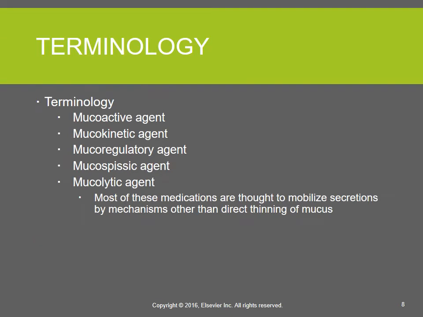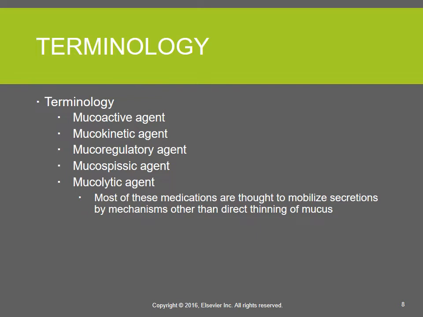So let's talk about some terminology. Let's define some of these terms. A mucoactive agent is any medication or drug that has an effect on mucus secretion. These can include mucolytic, expectorant, mucospecific, mucoregulatory, or mucokinetic agents. What is a mucokinetic agent? A mucokinetic agent is a medication that increases cough or ciliary clearance of respiratory secretions.